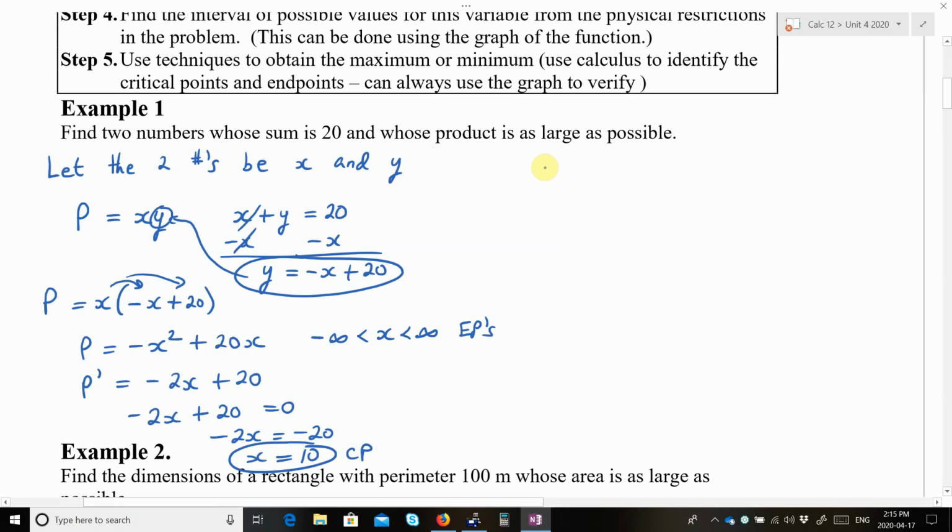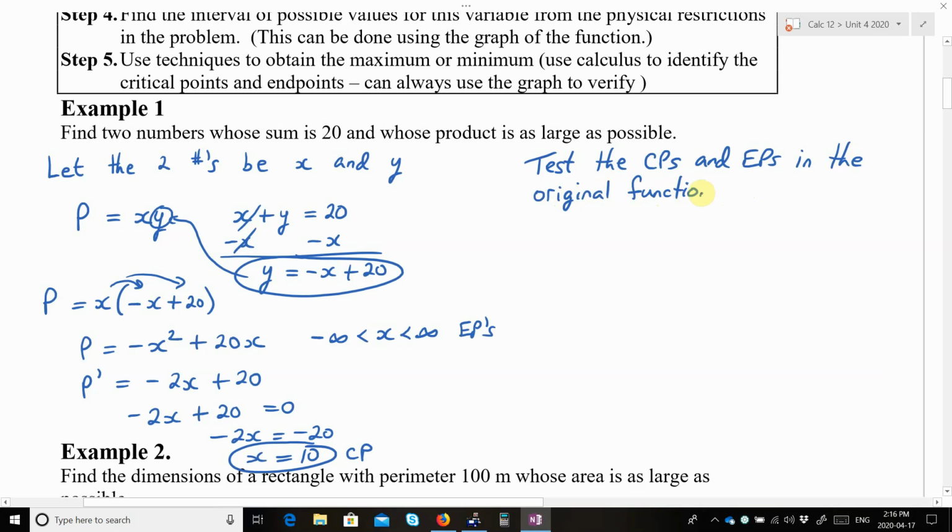Okay, and so to determine the extreme values, we need to test the critical points and endpoints in the original function. In this case it's the function p, to determine the extreme values.